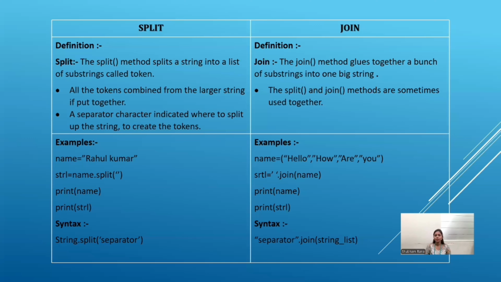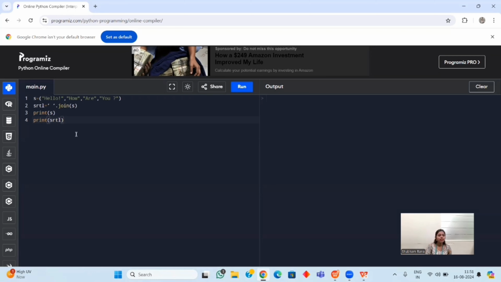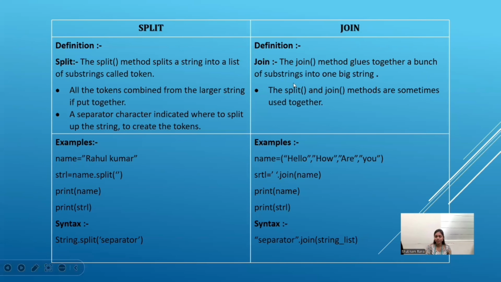Next topic is join. The join method glues together a bunch of substrings into one big string. We can sometimes combine join and split. Now let's see the example of join. Here we have taken a variable s equals hello, how are you. The string equals inverted comma dot join s, and we have used print to print the joined result. Here is the output: hello, how are you. Here is the syntax: separator dot join string underscore list.